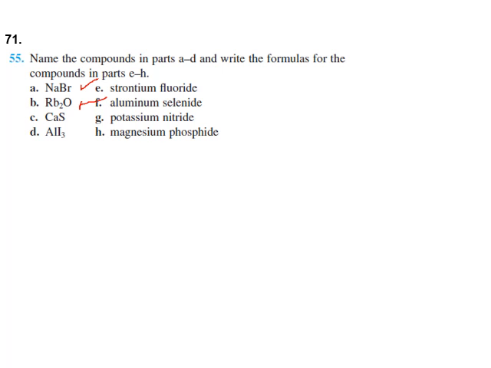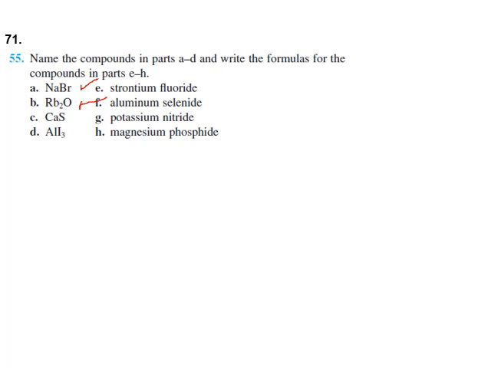E, we're supposed to write the formula. So strontium fluoride, Sr is in the 2nd column or group, so it's going to have 2 of the F associated with it, 2 of the F minuses. So it's going to be SrF2. Aluminum selenide: aluminum is +3 because it's in the 3rd column. Selenium is in the 6th column under oxygen, so it's -2.